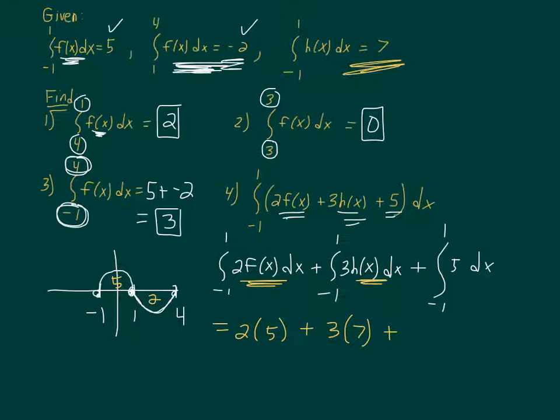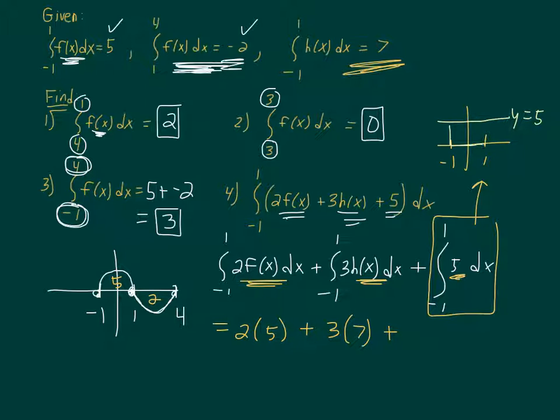Now this last part, if you're wondering, well, wait a minute, there's no function here. There's no f of x or h of x. We know the bounds match the given information, but the function itself doesn't. Well, we don't need the given information to figure out the answer of this definite integral. Recall that this is really from -1 to 1. The function is really 5. So y equals 5 would look like this.